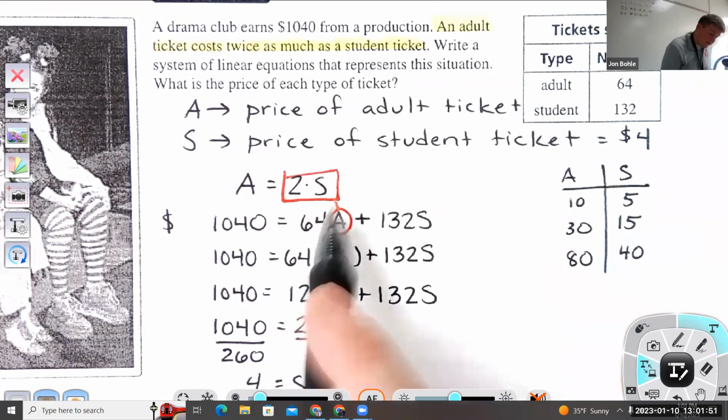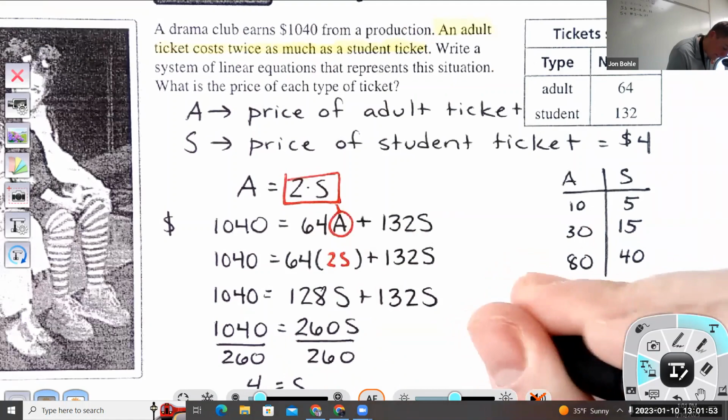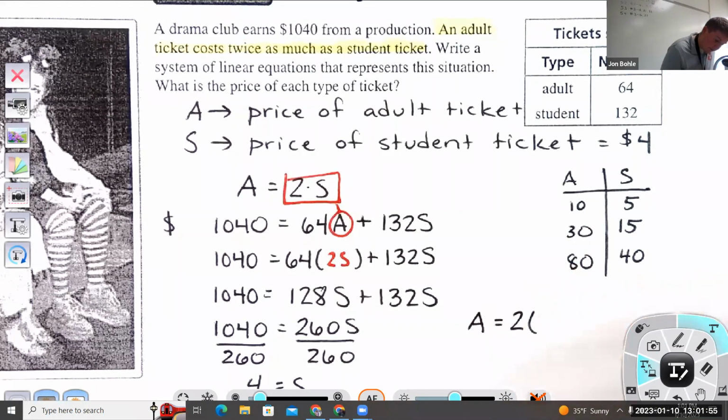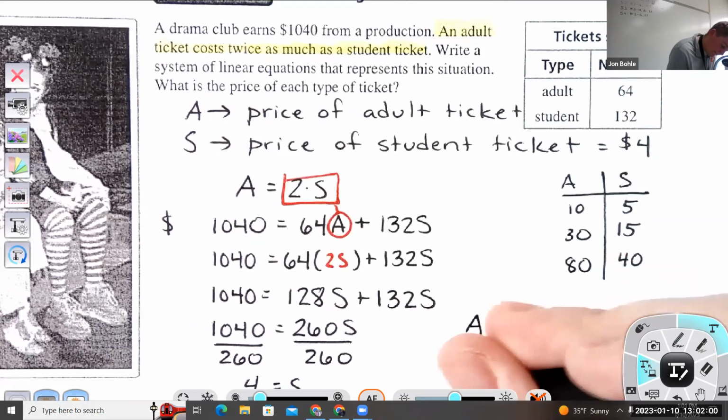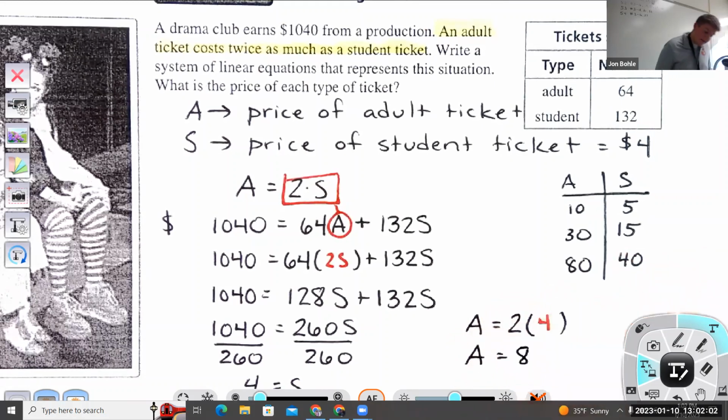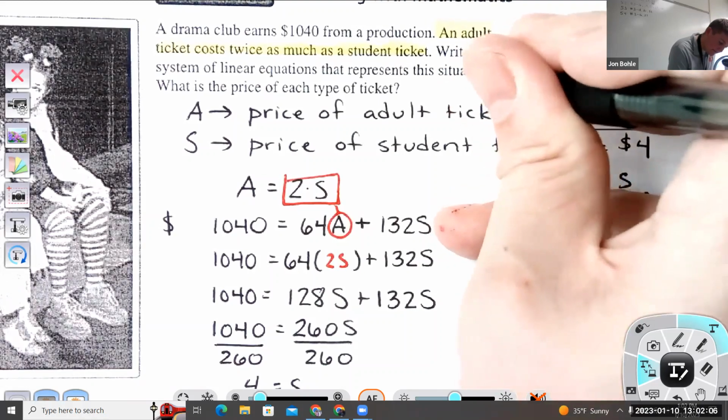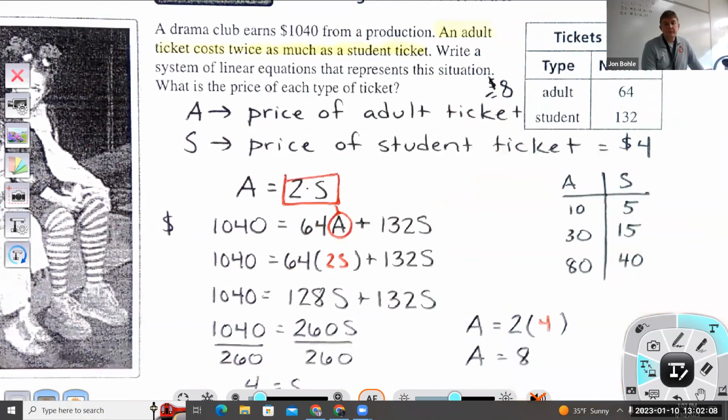Okay, I can take this $4 and I can plug it back in. 2 times 4. Two times 4 is 8. So an adult ticket costs $8. Okay. All right.